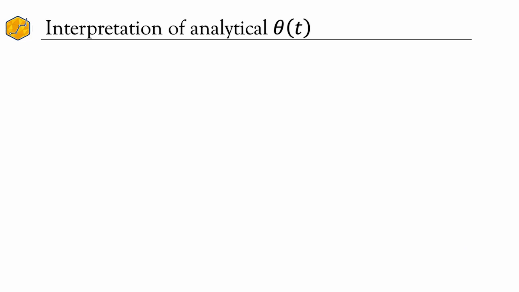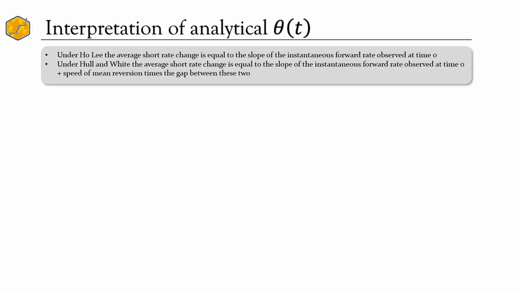The change in short rate follows the normal distribution. The mean of the normal distribution is given by the drift term, and the variance of the normal distribution is linked to the stochastic component, sigma dW, right? Okay. Let's understand the interpretation of theta t under the two models that we discussed, Ho-Lee and Hull-White.